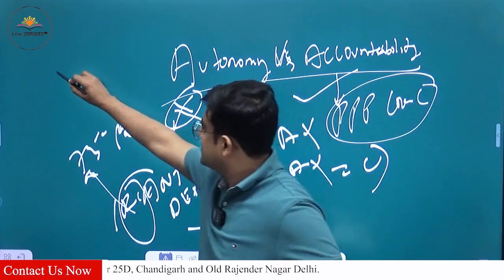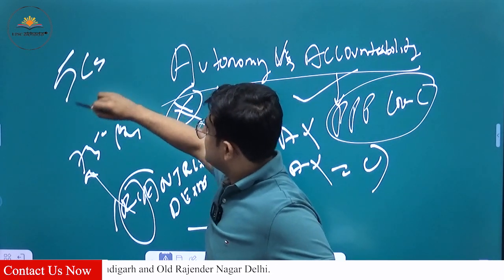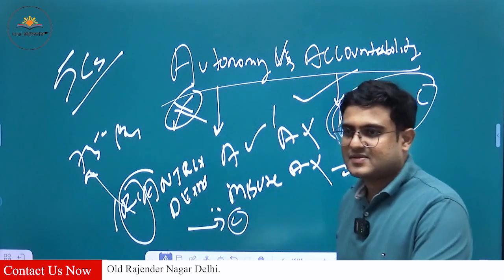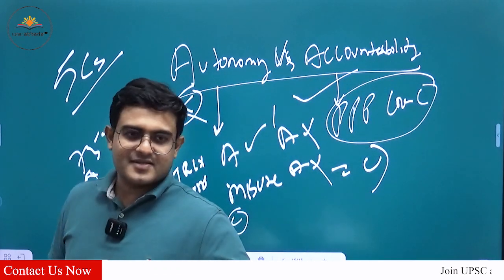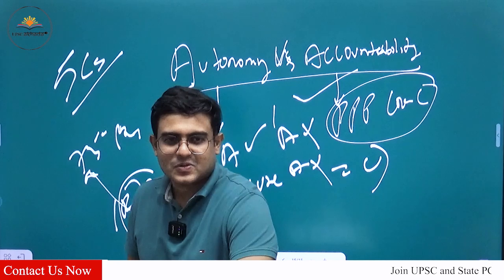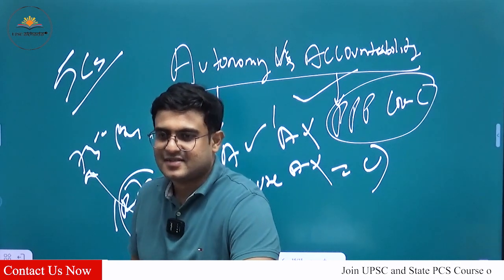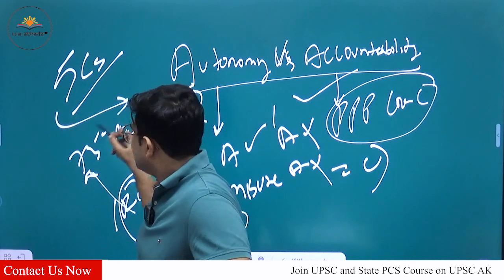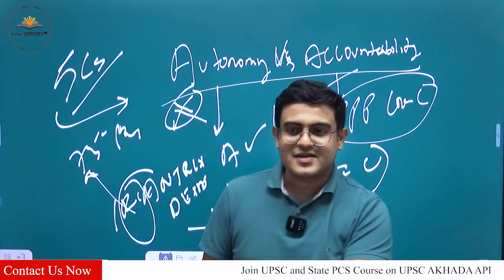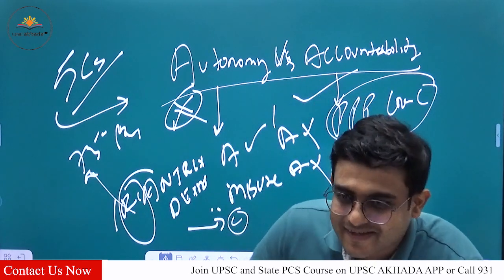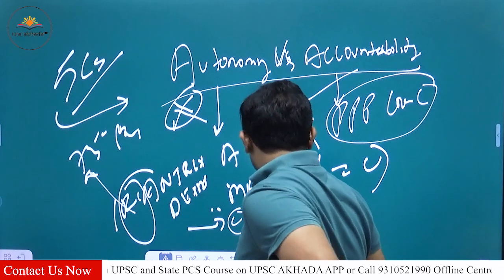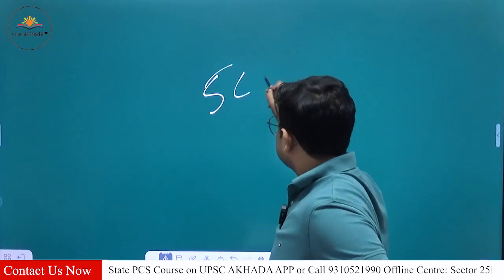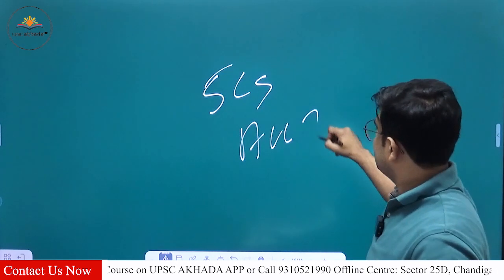Also the 5 C's. You know the 5 C's? CBI, CVC, CIC, courts and CAG. They are making people accountable. But what about their own accountability? They are autonomous institutions. What about the accountability of these?